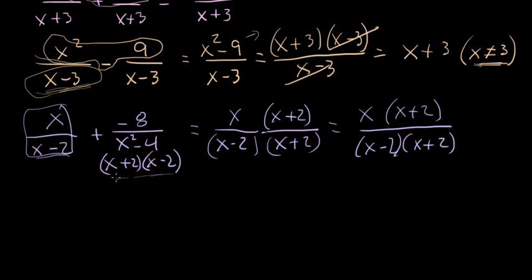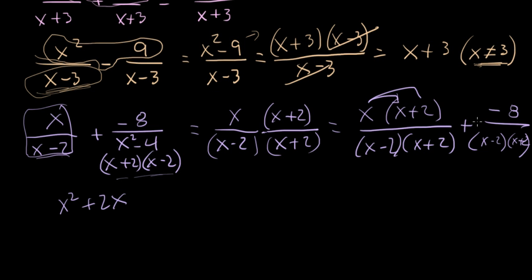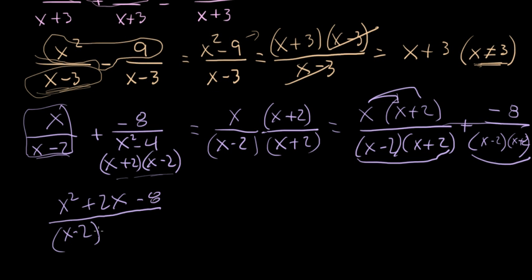Why did I do that? Because I've got negative 8 over x minus 2 times x plus 2. Okay? So, now let's multiply this out. x times x is x squared. x times positive 2 is positive 2x. And then I've got minus 8. And this is over, this is my common denominator now. This is why I did all this stuff here. x minus 2 times x plus 2.